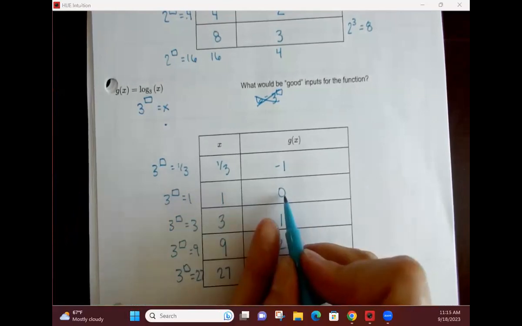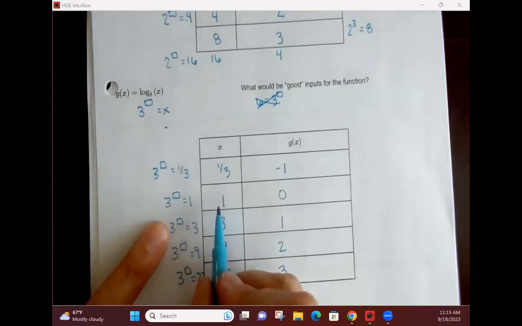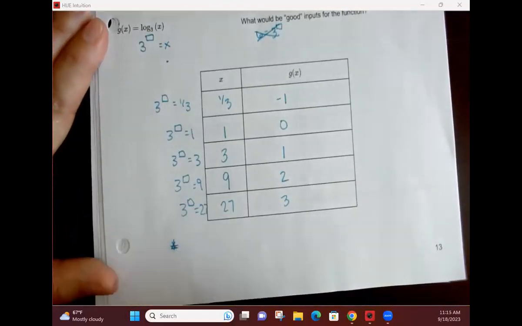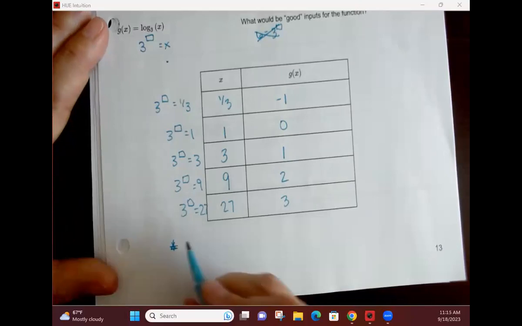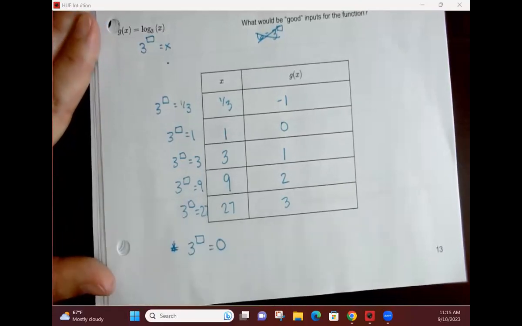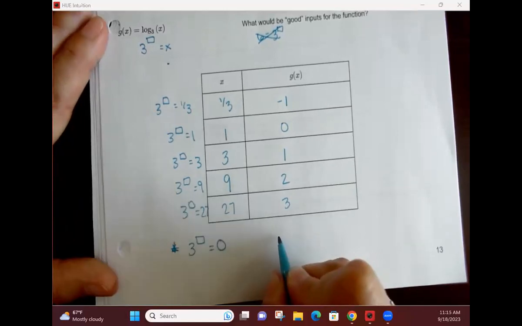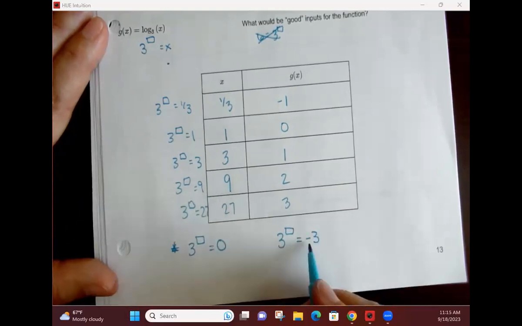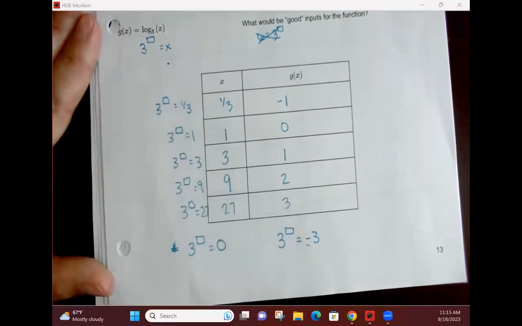Now, 0 is okay for an exponent, but it's not okay for a value for x. I want to talk about that for just a second. I cannot have 3 to some power equal 0. I can also not use a negative value. So for example, I would not want to do -3 as a value for x. Why can I not do 3 to something equals 0?